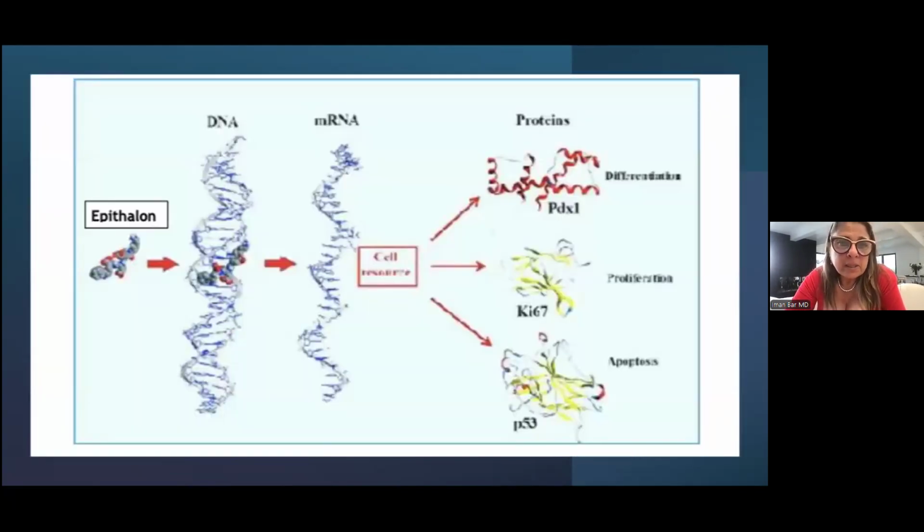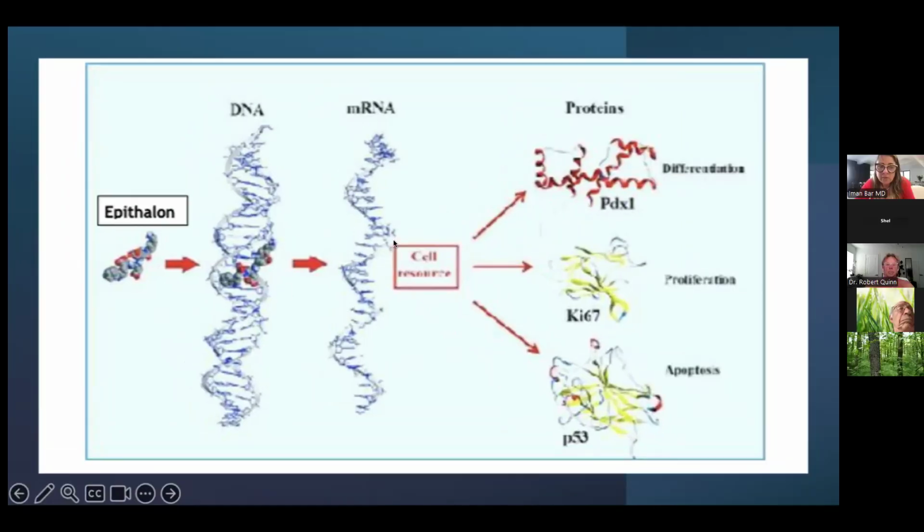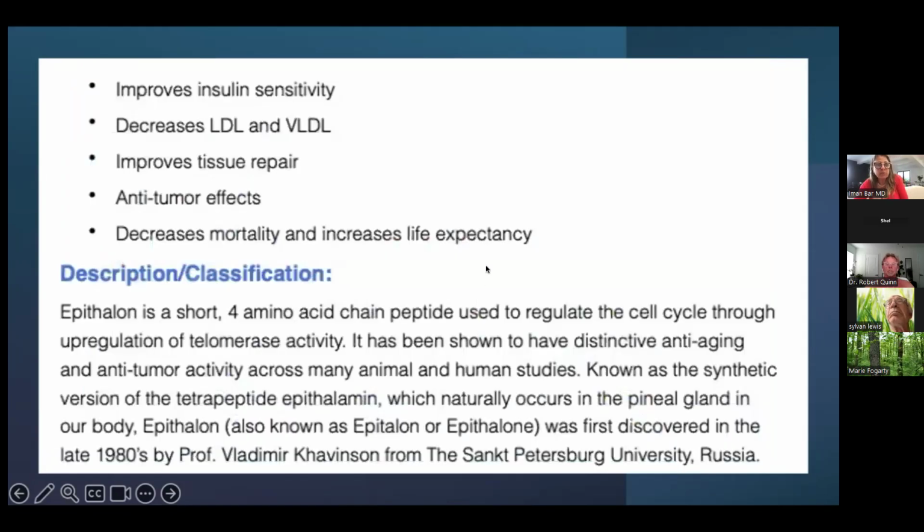Epitalon, this is a bad slide. So epitalon is another peptide that I love. Khavinson discovered that. It's the pineal regulator, pineal gland. Pineal gland is the teeny small gland in our brain that regulates all your melatonin and your circadian rhythm and all your hormones. So it's very important. Epitalon can stimulate DNA, mRNA, and then produce proteins for differentiation and proliferation and apoptosis. So that's why I use it for my longevity before the FOXO4.